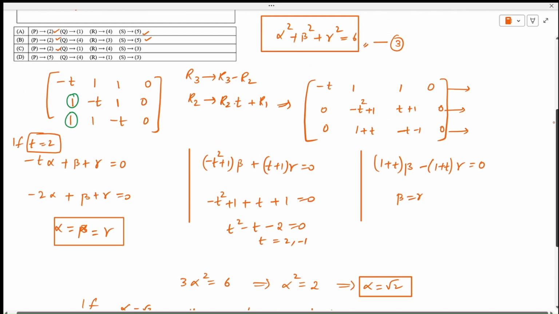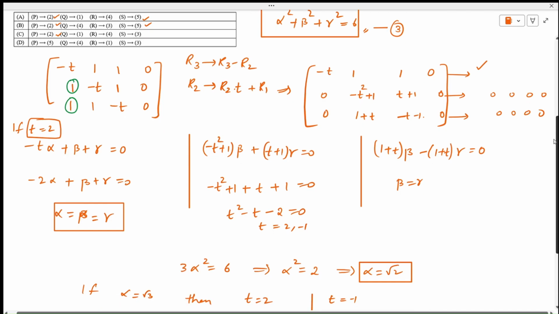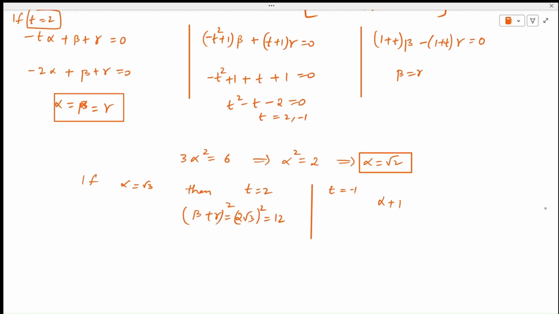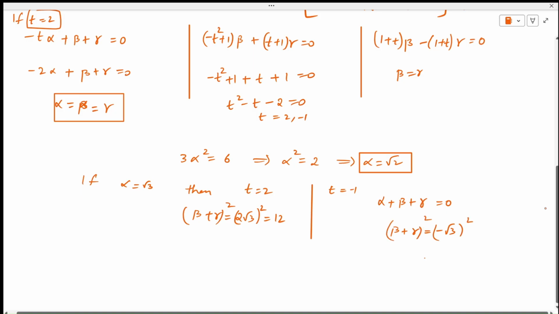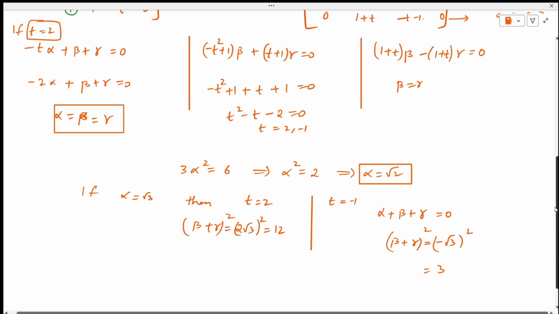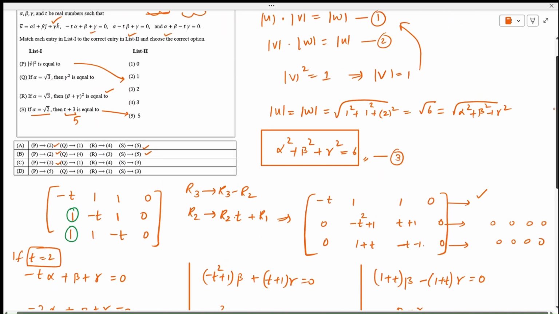If t is minus 1, these two equations will be 0, 0, 0, and we'll be left with only first equation, which is alpha plus beta plus gamma equal to 0. Since alpha is root 3, beta plus gamma equal to minus root 3. And squaring on both sides, we'll get 3. So it can be 3 or 12, but there is no 12 here. So R is 4. Out of these two options, R is 4. So the answer is option A.